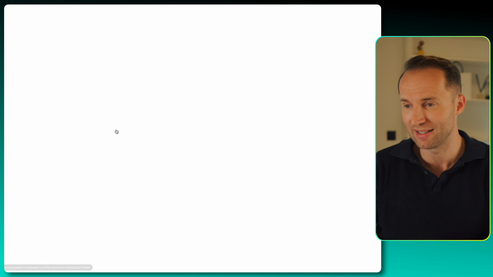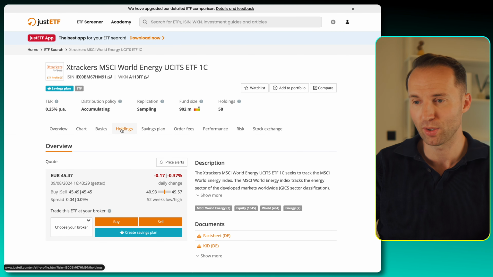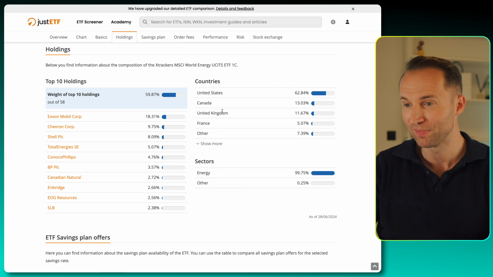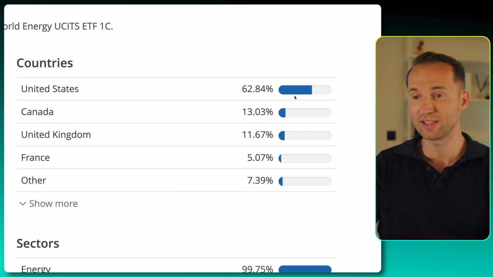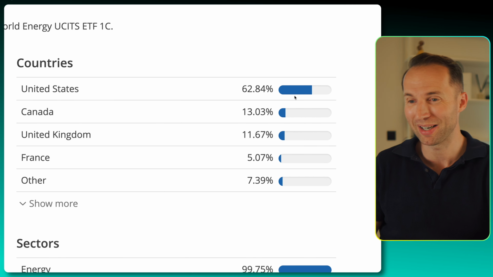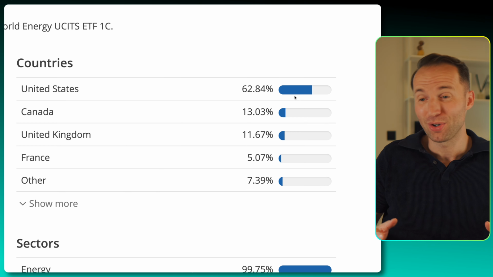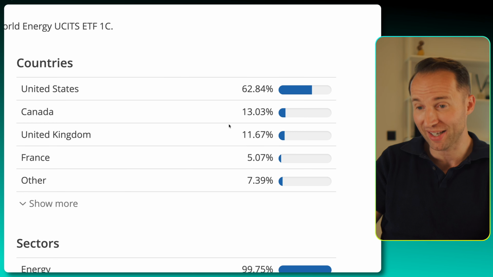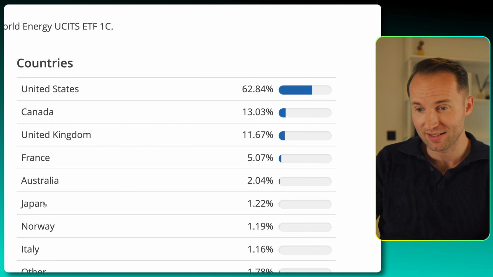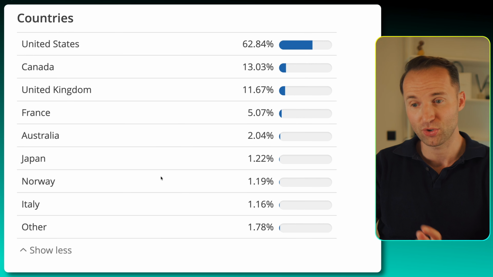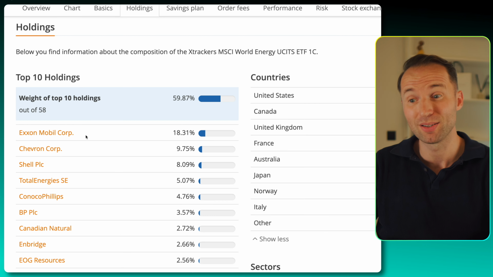Let's click into this and see the holdings, what it offers. If I jump into this, we see right away in terms of countries a familiar sight: the US running the show, with 62% of the holdings in the energy sector coming from the US alone. Then we have Canada, United Kingdom, France, and let's open up some others: Australia, Japan, Norway, Italy. Let's look into the top holdings.